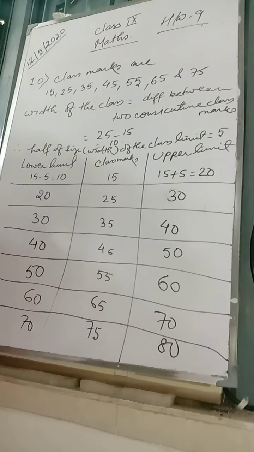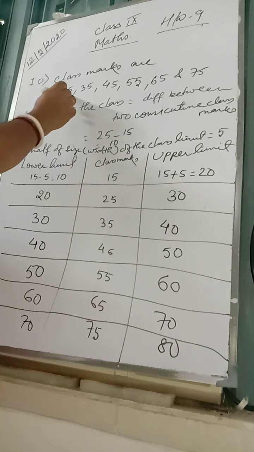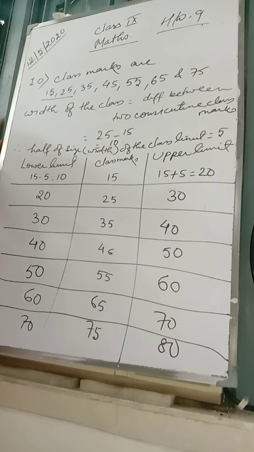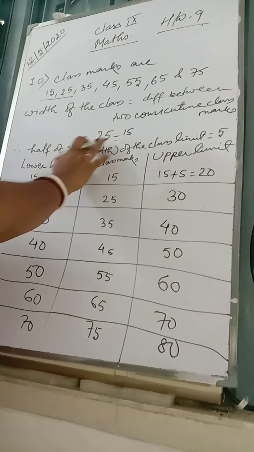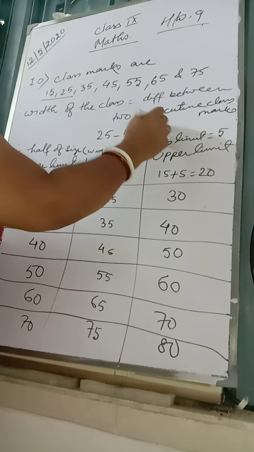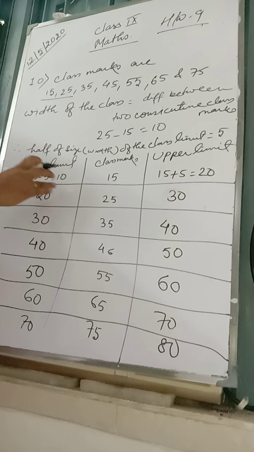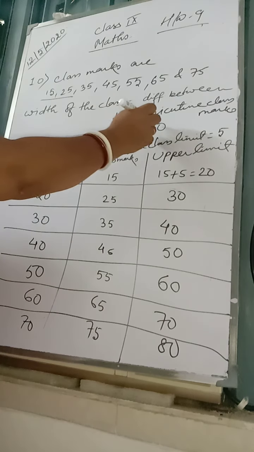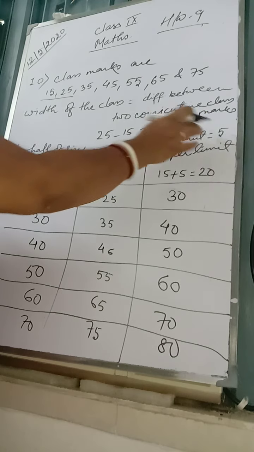Once again I am saying, we have to find the width of the class. How to get the width of the class? Take any two consecutive class marks and subtract. You will get the size. The difference between the class marks is 10. It includes 10 numbers, groups of 10. Now half of the width of this class is half of 10, that is 5.